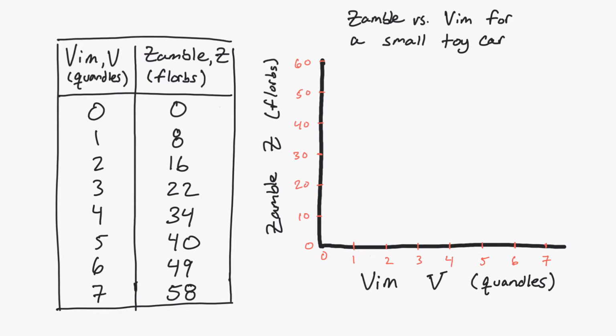So hopefully you're able to complete it. First thing you should have noticed is that the data table is missing a title. So we'll go ahead and title that, and we can title it Vim and Zamble for a small toy car. Great. Notice we have no idea what Vim is. We have no idea what Zamble is.